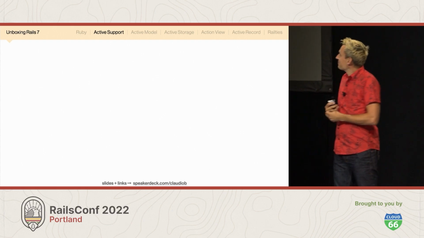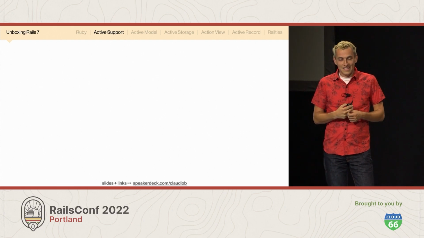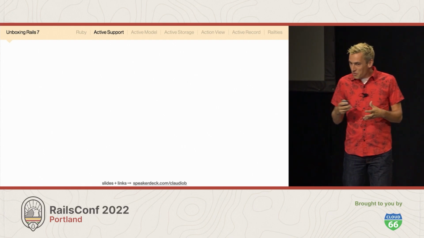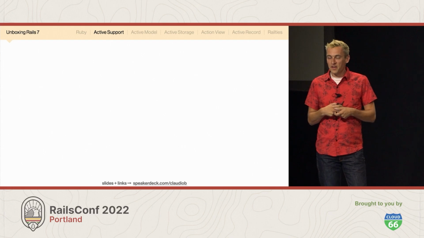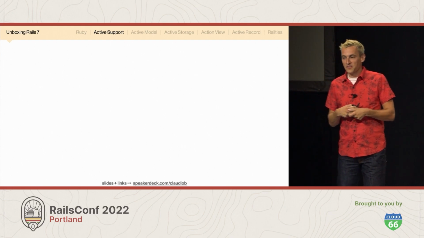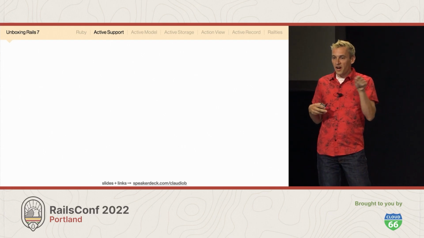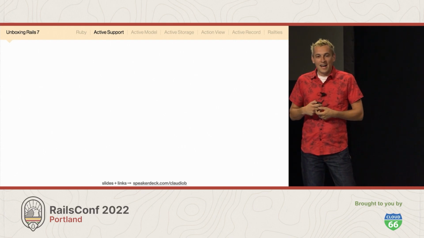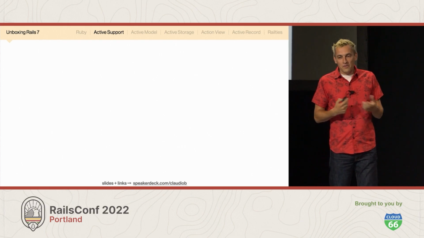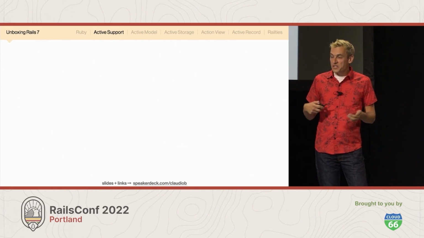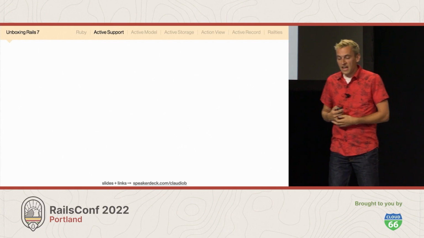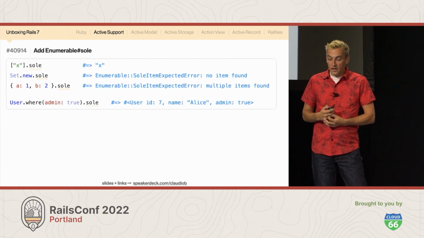OK, Active Support. This is the library of Rails that extends Ruby. Like it defines some new methods on Ruby classes. For instance, in Rails, you can type 2.years.ago. That is not Ruby. That is Active Support. And so one Ruby standard class is Enumerable, which is the ancestor of Set, Hash, Array, and so on. And there is a new method on Enumerable.